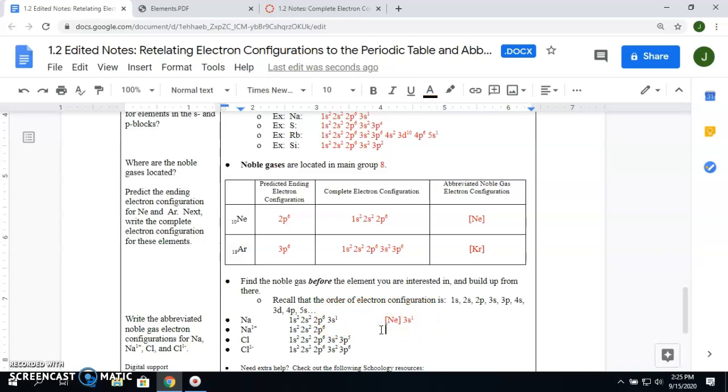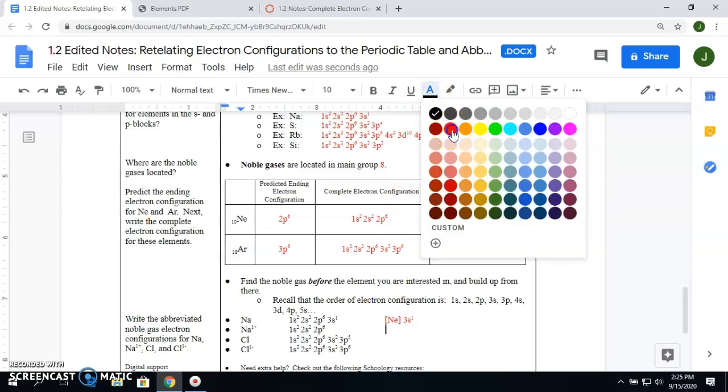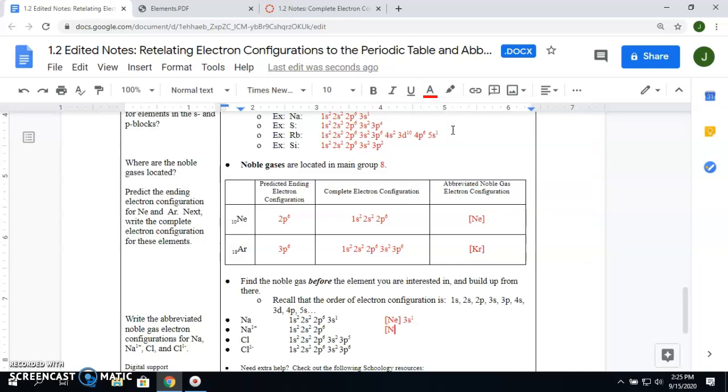Now, take another minute. See if you can do some substitution to figure out the abbreviated noble gas electron configuration for sodium ion. So the abbreviated configuration for sodium ion would be just bracket neon. Because bracket neon means the first 10 electrons ending in 2p6, do you see how sodium ion has an identical complete electron configuration to that of neon? So we can just abbreviate it as bracket neon.